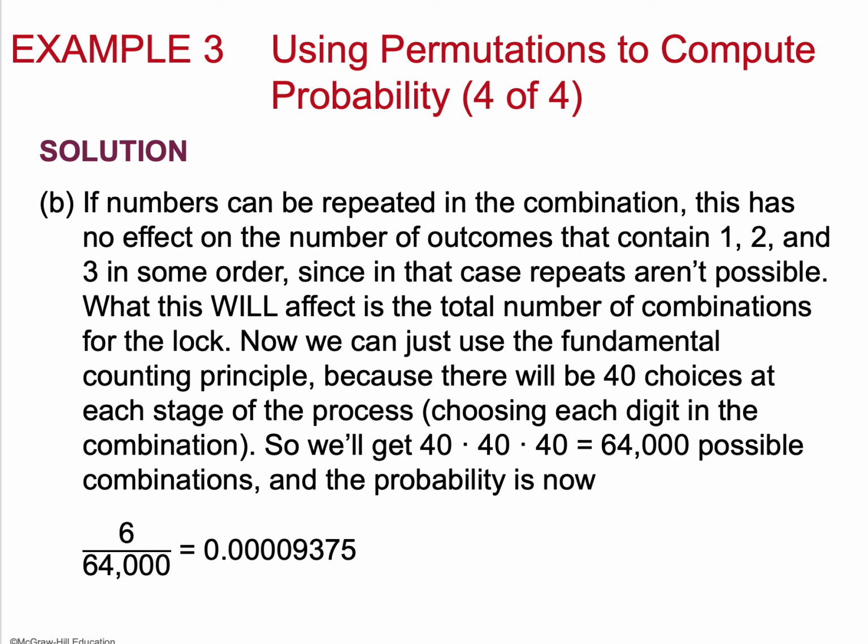Now for part B, what's interesting is if I can repeat the numbers, that has no effect on the first part of the problem. I still can pick 3 numbers in 6 ways: 1, 2, 3; 3, 2, 1; 3, 1, 2. What it will impact is the total number of combinations for the lock. Because I can now repeat, I can use the fundamental principle of counting, which will be 40 times 40 times 40, which brings us to 64,000, which is slightly higher than what we had before.